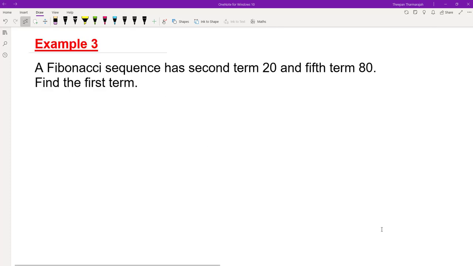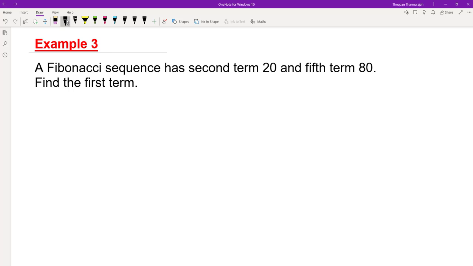Here's another question for you to try. You can pause the video, and when you're done, I will go through my worked solution. Okay, welcome back. So what do we know? A Fibonacci sequence has a second term 20 and fifth term 80.